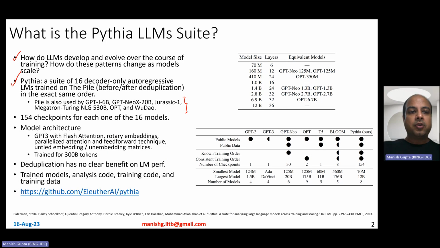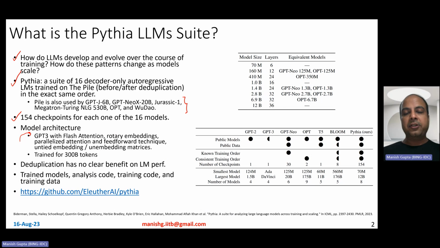Right. So overall, as part of the suite, they have released 16 decoder-only autoregressive large language models. But then for each of those models, they have released 154 checkpoints at different stages of pre-training. The model architecture is primarily the same as GPT-3, but they have also included all recent popular things like flash attention, rotary embeddings, parallelized attention, feed forward technique, and also their embedding and unembedding matrices are untied. They have trained for 300 billion tokens, so these are all rigorously trained models as such.